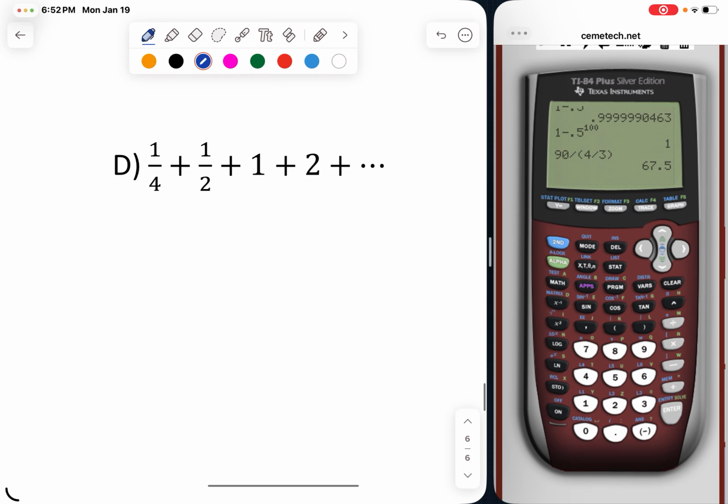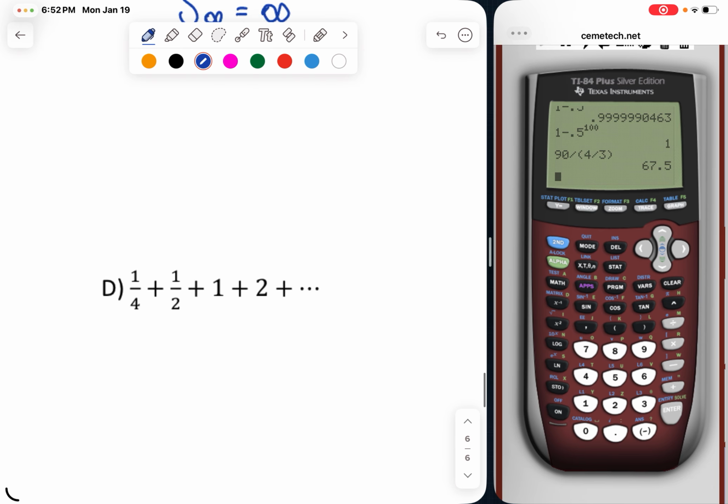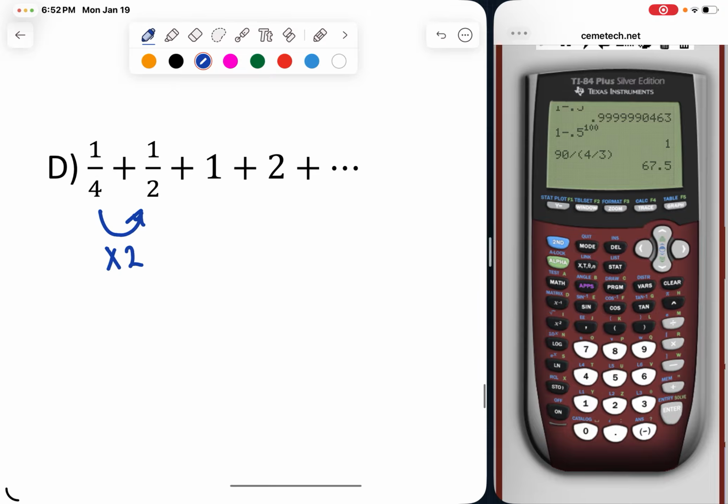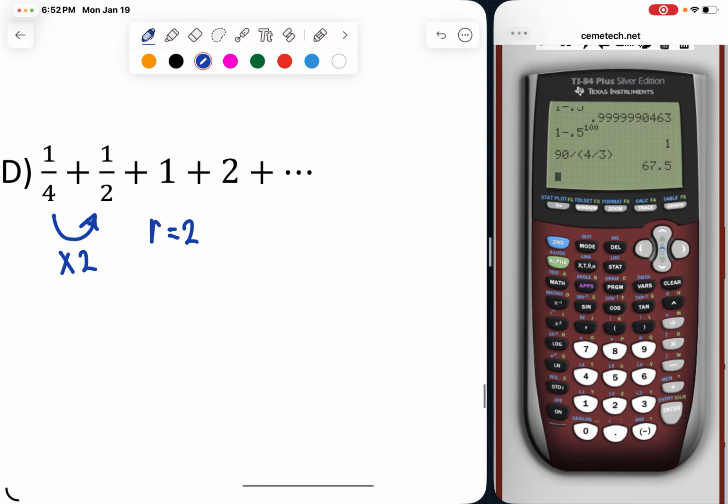Okay, lastly. All right, what is the pattern here? Times 2. Right, times 2, yes. Okay, so my r value is 2. Therefore, 2 is greater than 1. The absolute value of 2 is greater than 1. So this diverges.